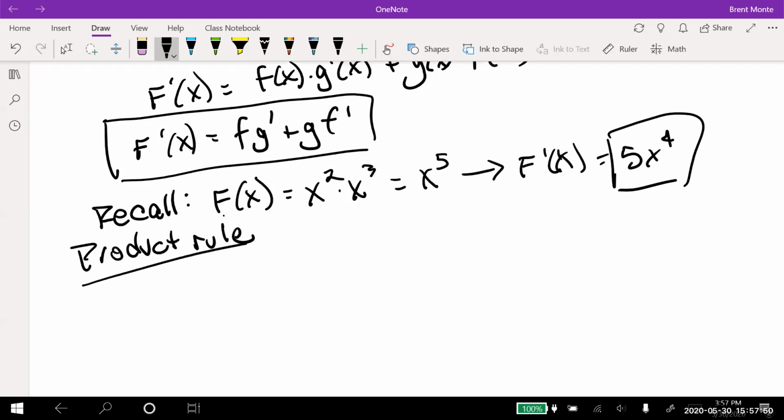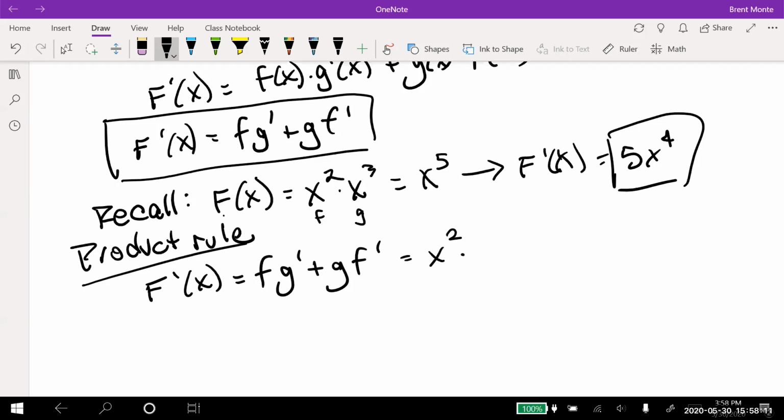All right, so remember, the product rule, when I go f prime of x, it's the first times the derivative of the second plus the second times the derivative of the first. Well, in this case, there's f and there's g. F is x squared, g is x to the third. So the first is just x squared times the derivative of the second. Well, the derivative of x to the third is 3x squared, plus g, which was x to the third, times f prime. Well, the derivative of f, since f was x squared, is just 2x.